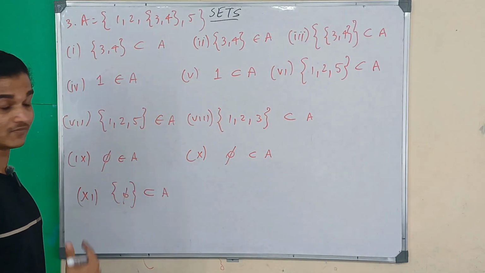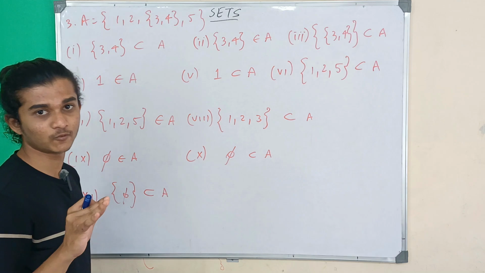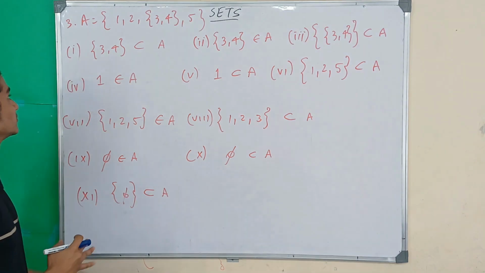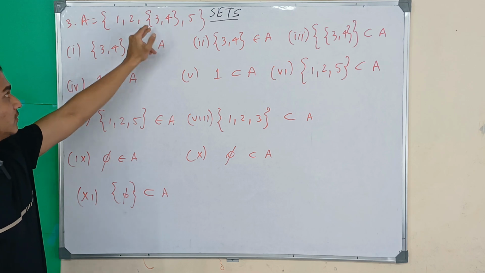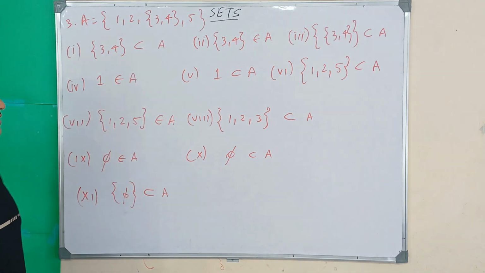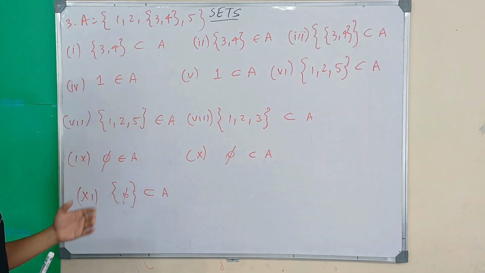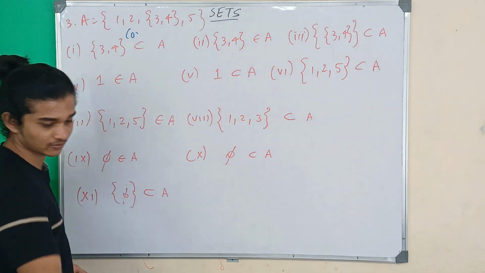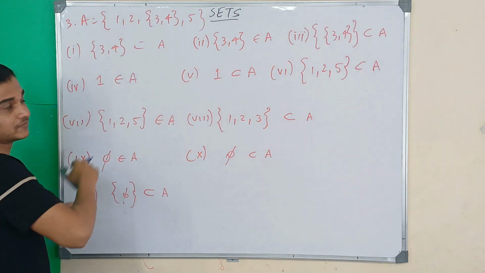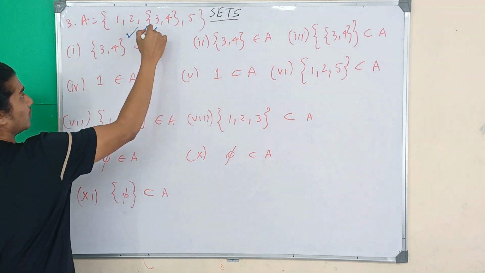Now students normally make mistakes in this, so I want you guys to pay closer attention to this. So they are saying A equal to {1, 2, {3, 4}, 5}. So we have to find whether the statements are correct or not. So basically it's about selecting tick or wrong, and we have to justify the statement.